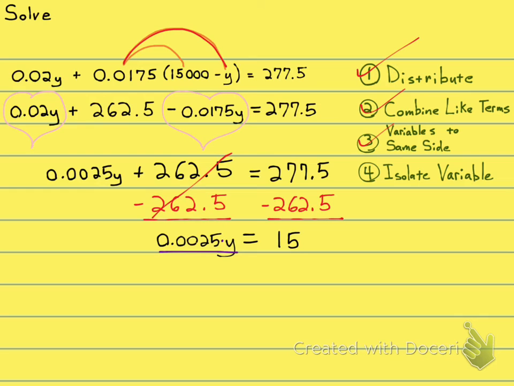So let me go ahead and divide. I will divide both sides by 0.0025. So these two will cancel and turn into a 1. And then I have to do this side, divide this side by 0.0025. All right, put it all together, drop down the equals. On the left-hand side, I drop down my y. And on the right-hand side, 15 divided by 0.0025, and that gives me 6,000.